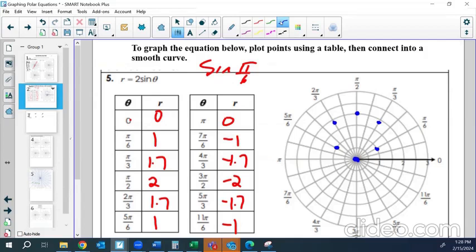7 pi over 6 is negative 1. That's 7 pi over 6 here, but negative 1, I have to go on the other side. So if you notice now, I'm starting to hit the same points over again. 4 pi over 3 is negative 1.7. That's 4 pi over 3, but negative 1.7, I have to go on the other side, which is right here. So you're going to hit the same points, okay? All right, so let's try to connect the dots and see what we get.